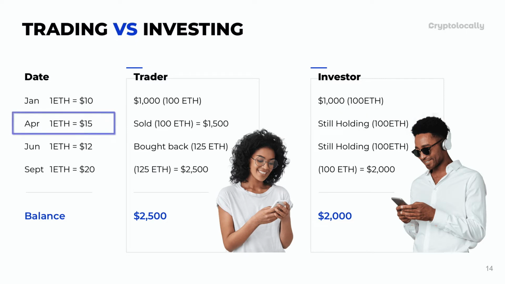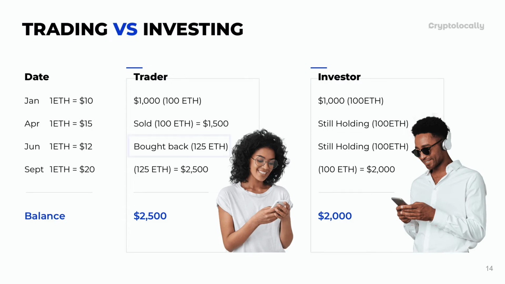So as of June, ETH has dropped back to $12. So one ETH is now worth $12. The trader is checking the chart, checking the price history. Then he decided to buy back. Now with $1,500, he will be able to buy more ETH, because 1,500 divided by 12 will give you 125. So he has 125 ETH now.